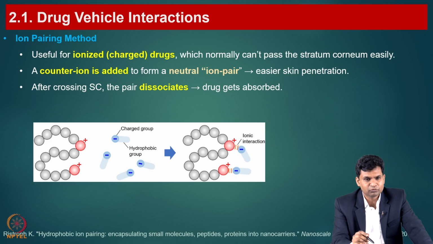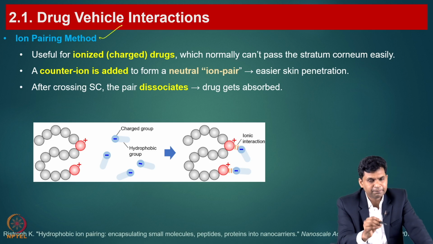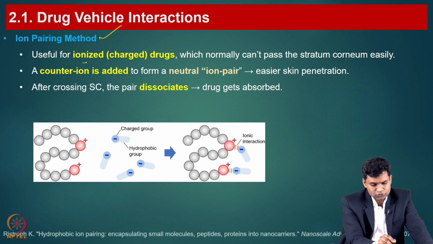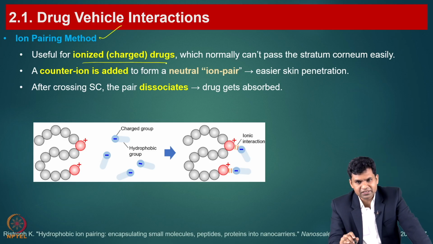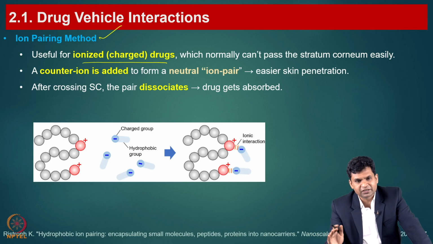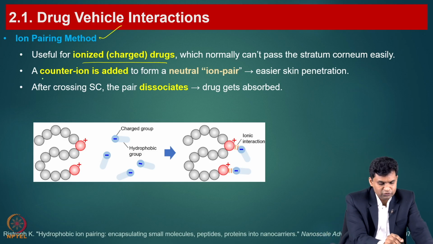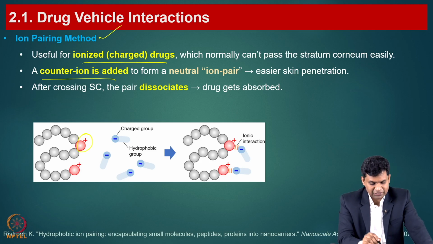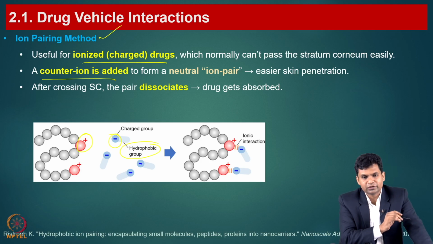Here we have one more system, that is the ion pairing method. Specifically, we use ionic drugs which cannot pass through the stratum corneum, and there are a lot of permeability issues. So, what we do is use counter ions. Here the drug has a positive charge and we use counter ions which have a negative charge and also contain hydrophobic groups. This is called ion pairing.